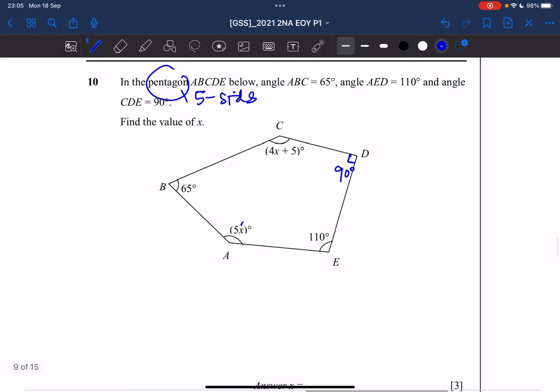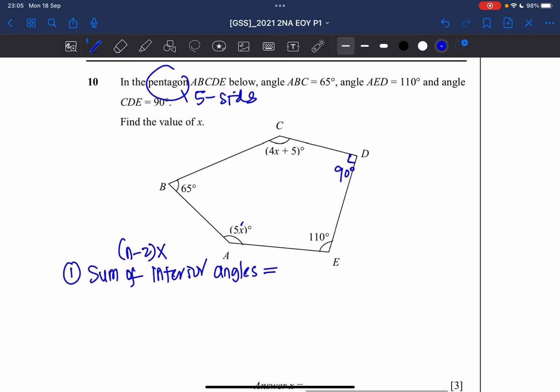So what we need to do is, number 1, we need to find the sum of interior angles. Use the formula n minus 2 times 180 degrees. So our n here is 5 because it's a pentagon. So 5 minus 2 times 180. So the answer is 3 times 180, which is 540 degrees.